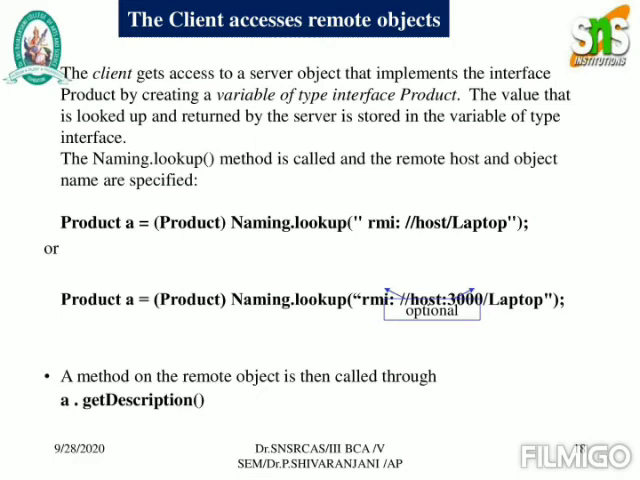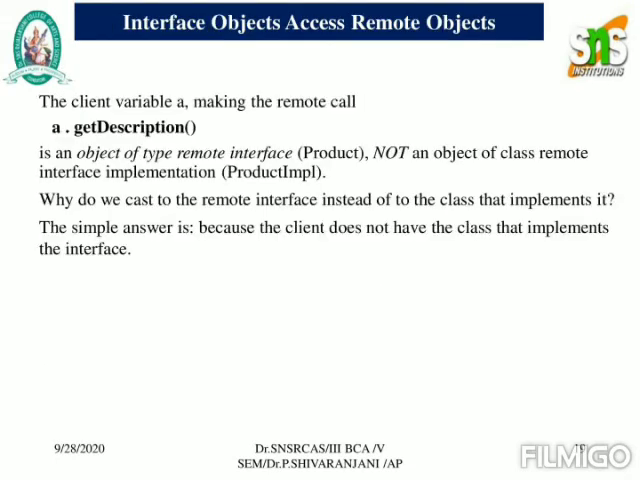So the next is accessing remote objects through the interface. Here the client variable will make a remote call by using the method called getDescription. This is an object of type remote interface, not an object of the remote object class, the remote interface implementation. You can also use this remote class interface in your program.